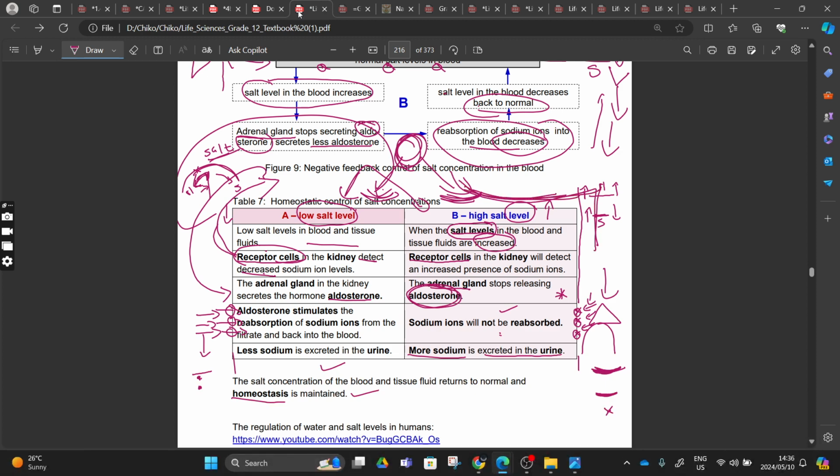You don't want anything to do with it. Let it pass and leave. But in this one, when this water is flowing, passing like this, we still want that sodium ion that is there back to our blood. So this water will be flowing like this.